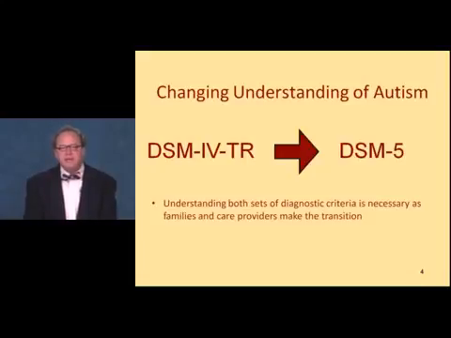Recently, there's been a major change in the diagnostic criteria for autism-related disorders. Most of you are familiar with the DSM-4 TR criteria, and in the spring of 2013, the fifth version of the Diagnostic and Statistical Manual was released. So it's important for you to be familiar with both sets of criteria during this period of transition.